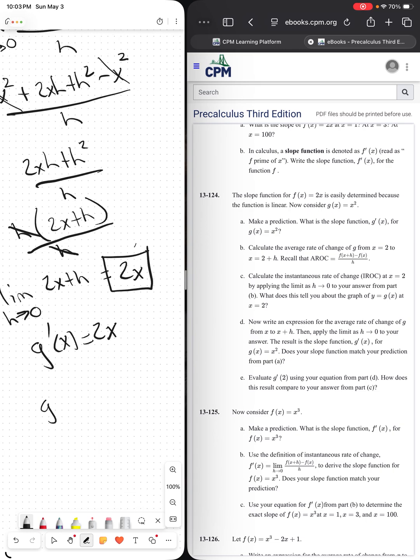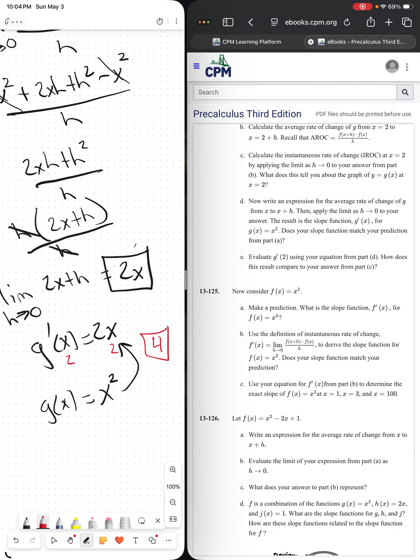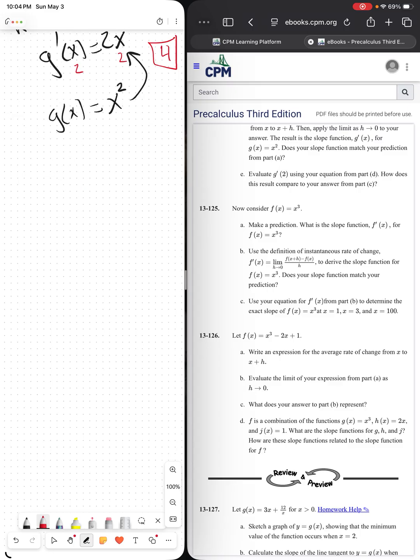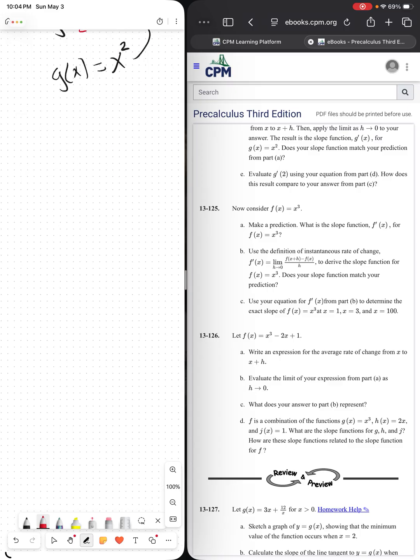Again, g of x was x squared, so the slope function becomes linear. We talked about that. Then evaluate g prime of 2. All we have to do is plug in a 2, and we get that 4 that we just got. Let's do this again for x cubed. Make a prediction: it should be something squared. The power is going to go down. Let's do this.